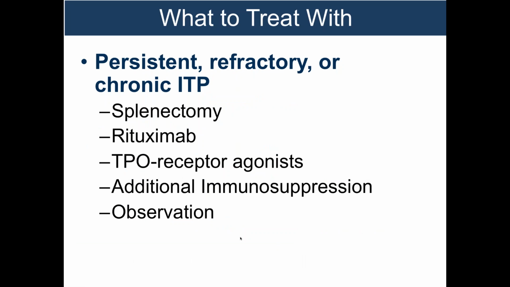For this group of patients, we have the option of splenectomy, which has been our historical treatment, rituximab, thrombopoietin receptor agonists, and use of additional immunosuppressive agents, of which the list is very long, including things such as MMF and 6-MP, danazol, dapsone, vincristine, azathioprine, and then also ongoing observation.